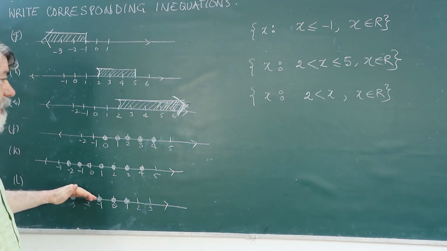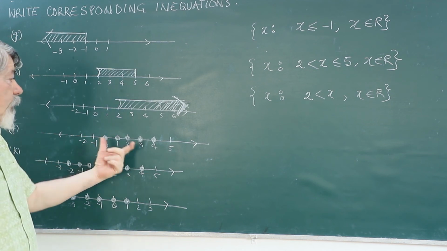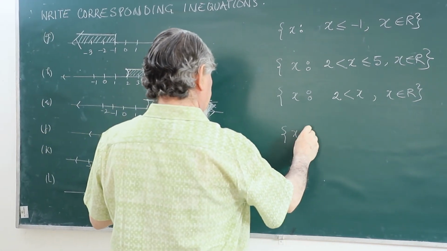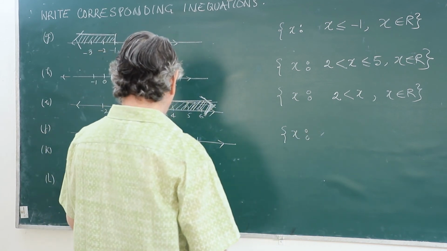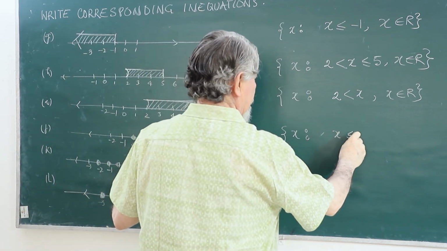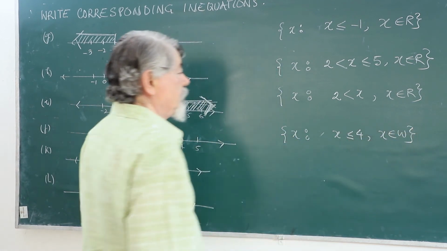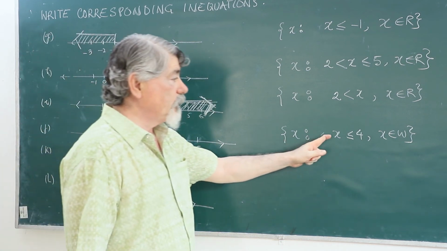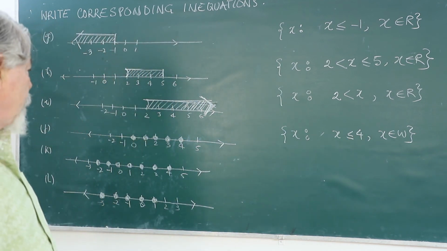Now all these sets have distinct elements, like 0, 1, 2, 3, 4, so this is the set of whole numbers. X is a set of whole numbers. And what are the elements starting from? You can say x is less than or equal to 4, x belongs to the set of whole numbers. The whole numbers are only 0, 1, 2, 3, 4.